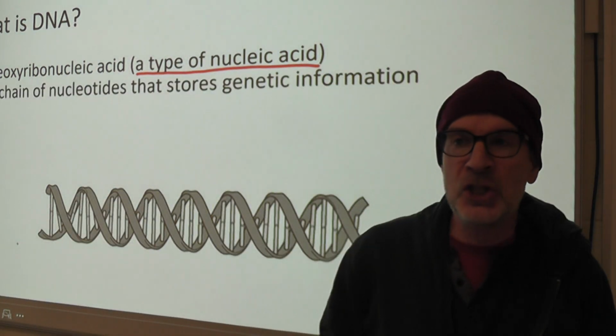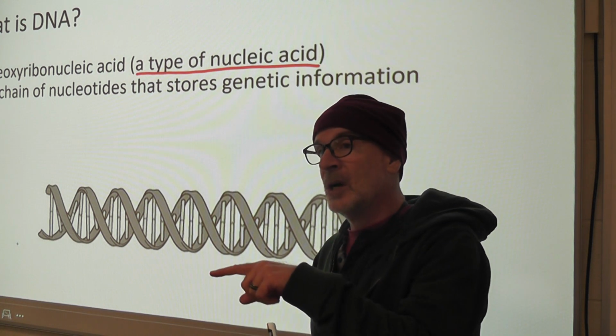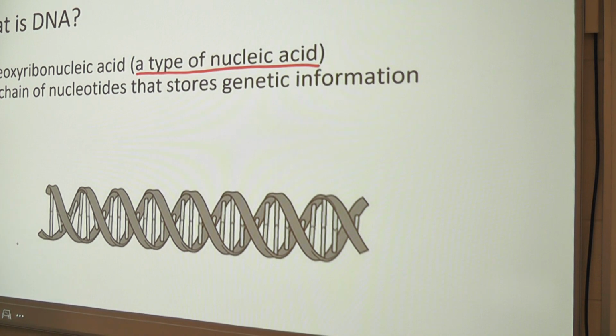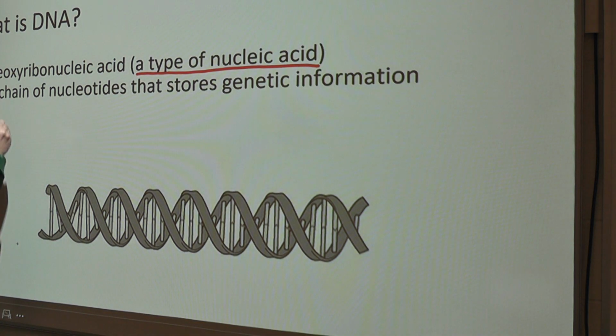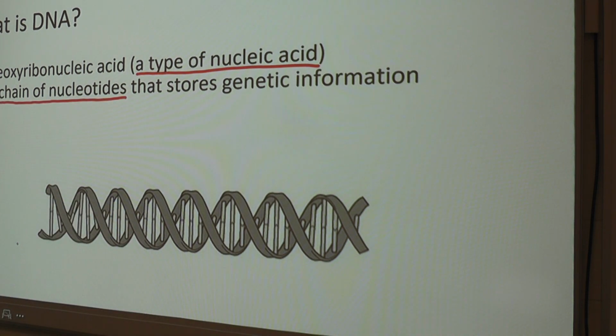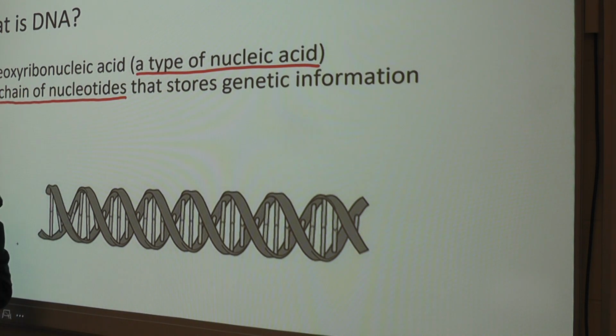DNA is a chain of nucleotides. Again, this is something we talked about when we talked about biochemical macromolecules. We talked about polymers and monomers. And what we said was nucleotides are the monomers that go together to make nucleic acids. And so a nucleotide is a piece of something. If you take one nucleotide and hook it to another one, and another one, and another one, and another one, you get a nucleic acid. And if it's a certain kind of nucleic acid, then what you end up with is DNA.